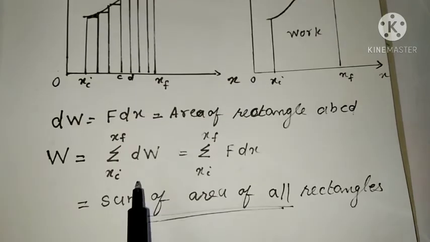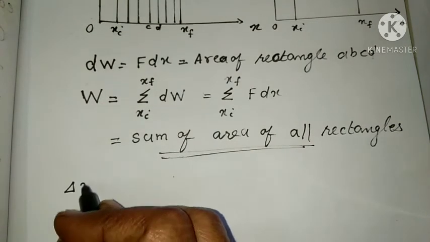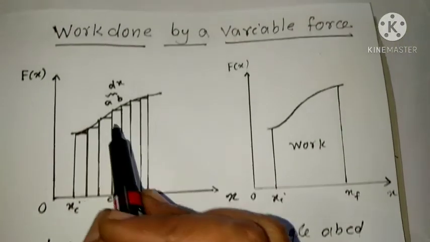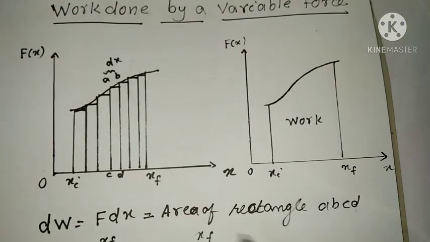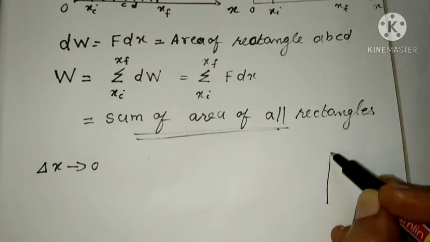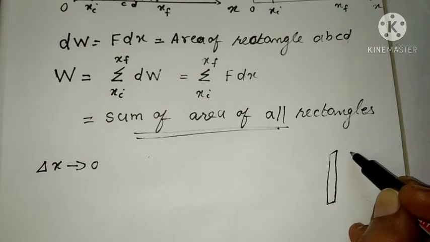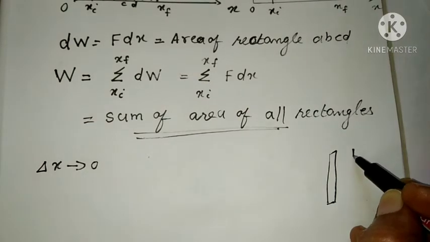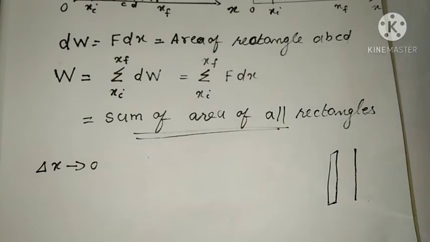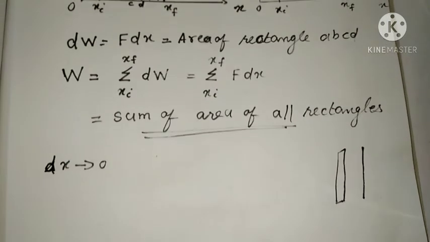Then if you take delta x tending to 0, this is the delta x, and if it is assumed to be 0, then we can take the delta x like this, or dx like this. So here we are noting the dx.